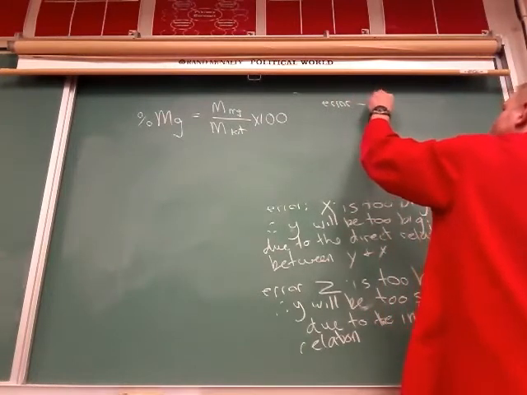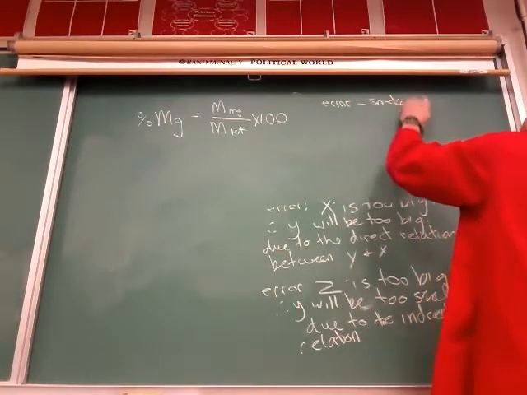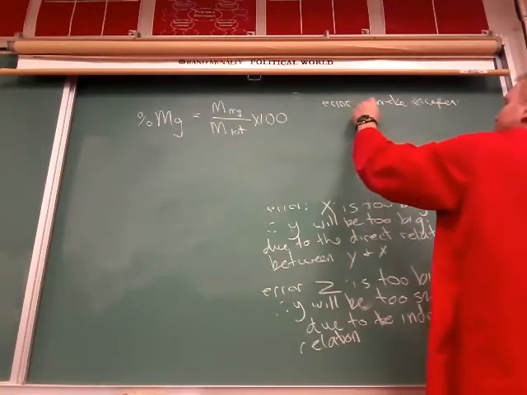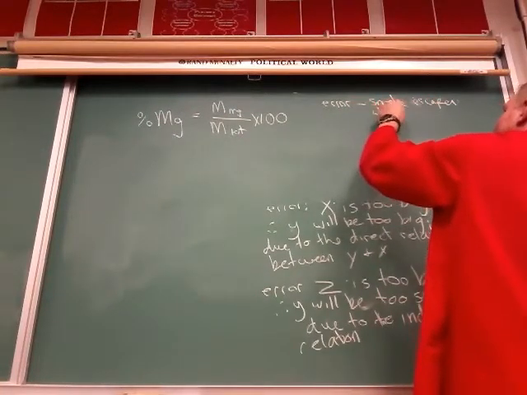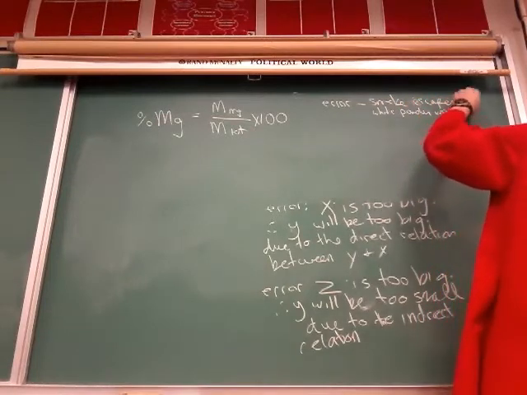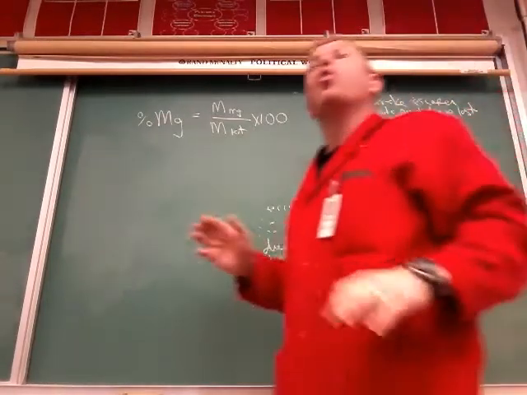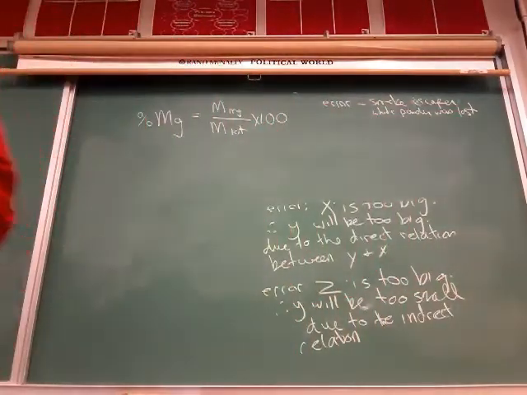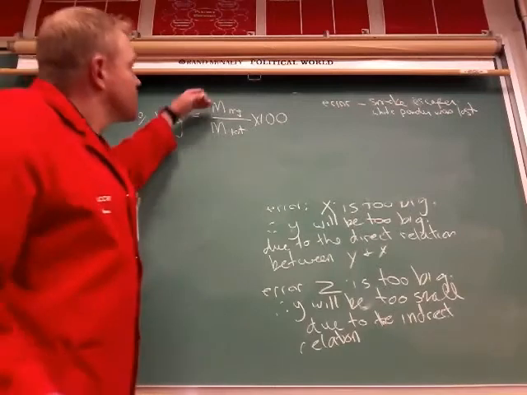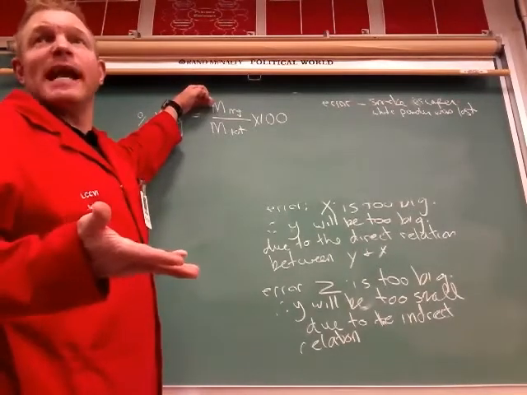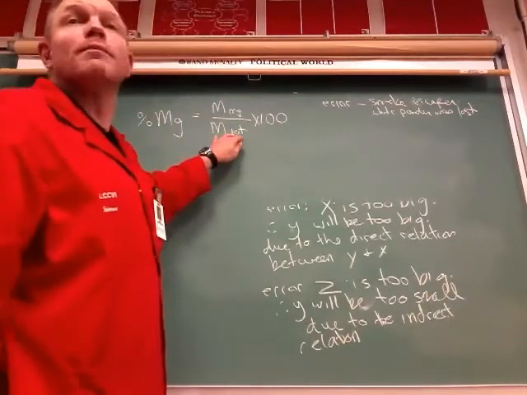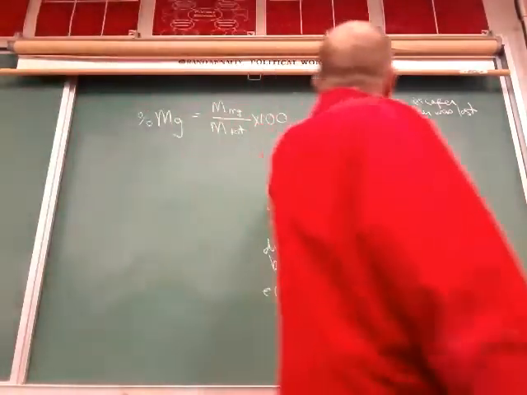Some smoke escaped, or some of the white powder was lost. Which one of the numbers is affected by that? Yep, the total mass, because the magnesium is weighed at the beginning. That didn't happen. We didn't lose it on the way to the scale the first time. But the total mass will be affected.